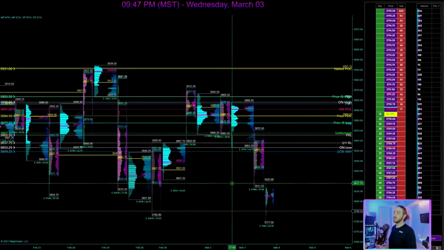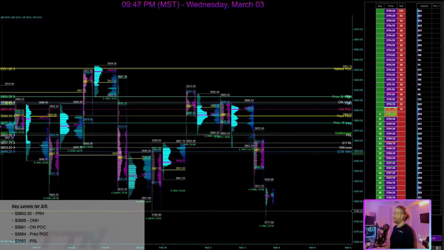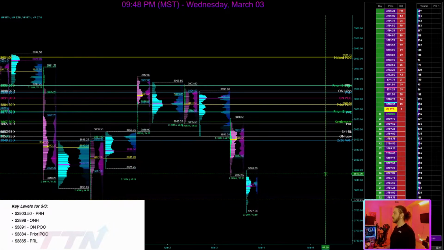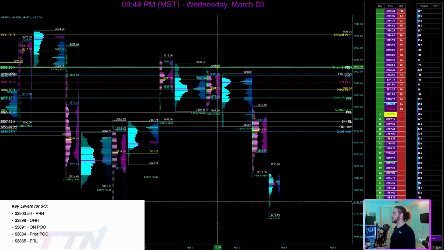So we're actually just going to switch over to the profile here. I'm going to pull up the trade plan. All right, so now that we are over on the profile, let's go through these key levels here. So first and foremost, I was looking at yesterday's range high.